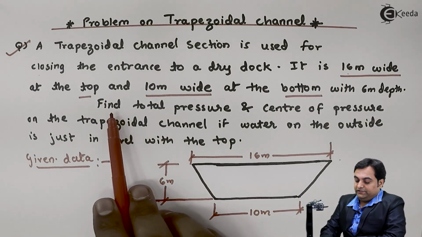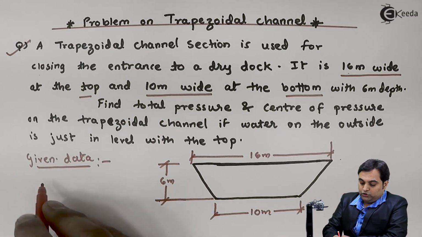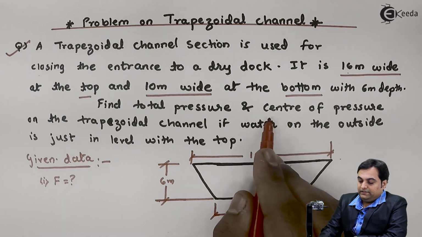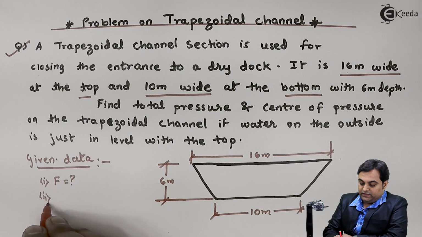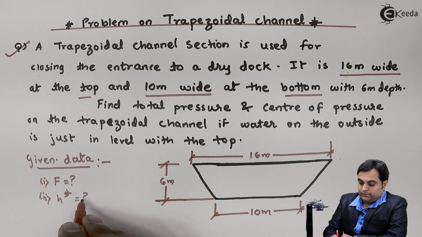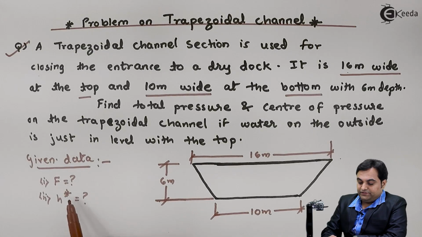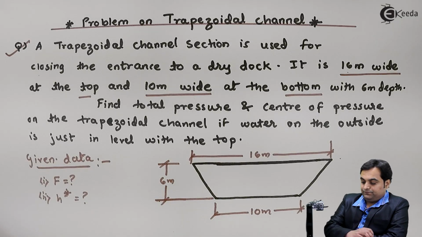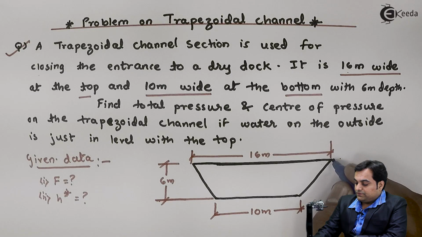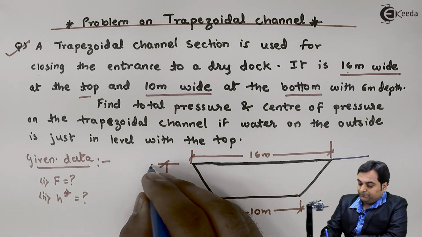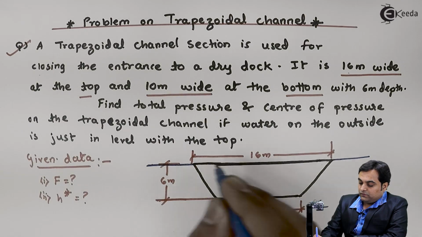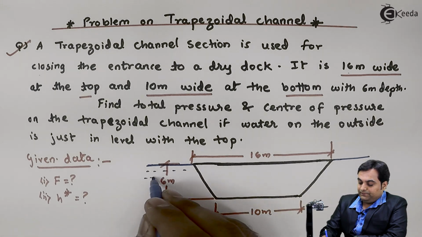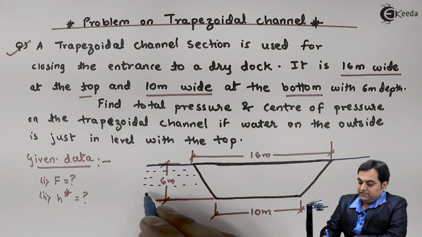Next, we have to calculate, that is, find total pressure and center of pressure. So total pressure is nothing but hydrostatic force and center of pressure means H star. We have to calculate these values. If water on the outside is just in level with the top, here water is in level with the top of the trapezoidal section, it is given. So here we have the liquid as water.